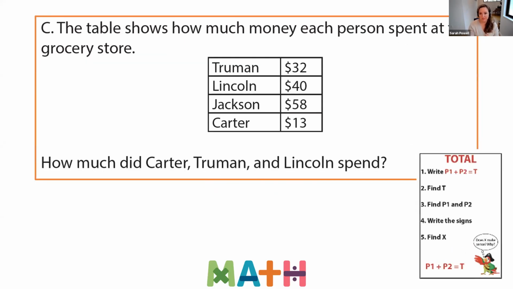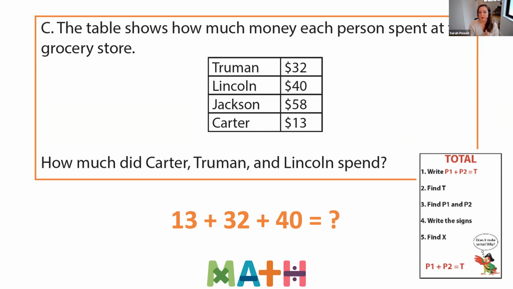This would be an example of a total problem here. Here we're asked to figure out how much Carter, Truman, and Lincoln spent all together. So we're putting all of these amounts together. Many total problems don't involve just 2 parts, but might have 3 or 4 parts. So this is a 3-part total problem, and an equation that students could use to solve this problem would be 13, that's the first part, plus 32, that's the second part, plus 40, that's the third part, and then they're putting those parts together. There is irrelevant information in this story.